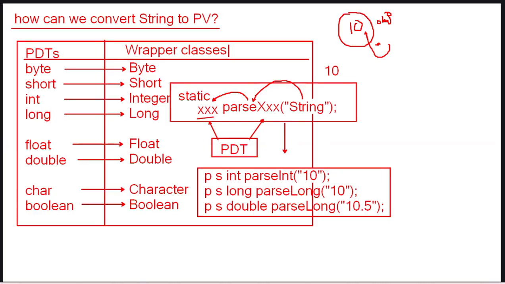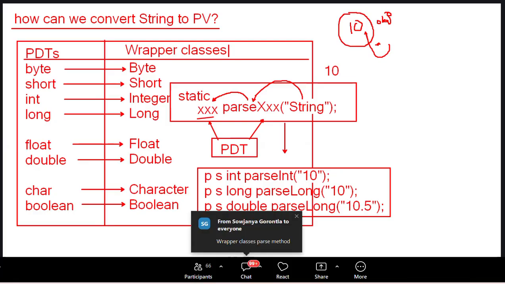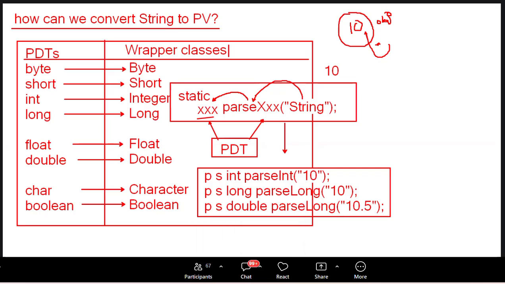I repeat again. I want to convert a primitive value from a string to its own type. What should I use: just the class name, or the wrapper class's parse method? Repeat again. How can we convert a string to a primitive type value? By using the wrapper class's parseXxx method. Into which type do you want to convert, that wrapper class dot. How to call a static method? Class name, wrapper class name dot, and call the method by passing the string.